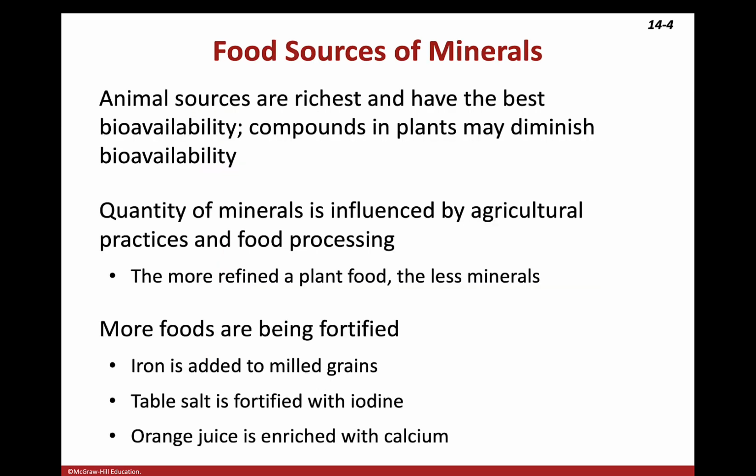Now, animal sources are the richest and have the best bioavailability, and compounds in plants may actually diminish bioavailability. That's an important thing to keep in mind. The quantity of minerals is influenced by agricultural practices and food processing. The more refined a plant food is, the fewer minerals there will be in that food. Also, more foods are being fortified with minerals. Iron is added to milled grain, table salt is fortified with iodine, and orange juice is often enriched with calcium.